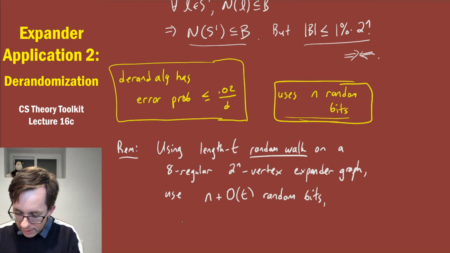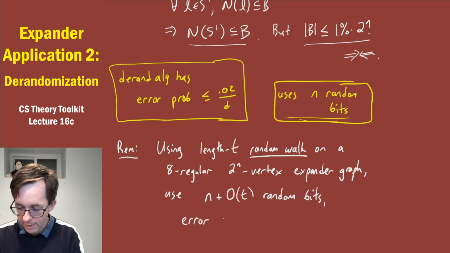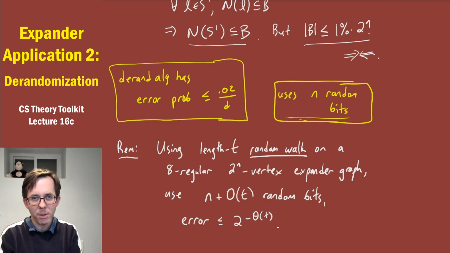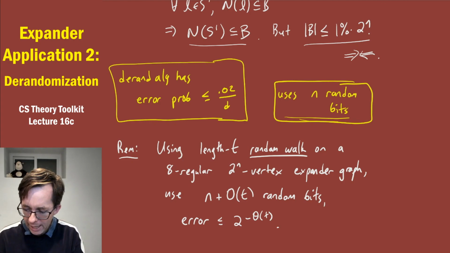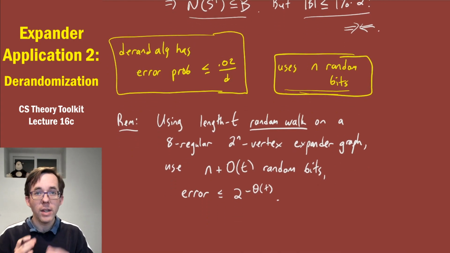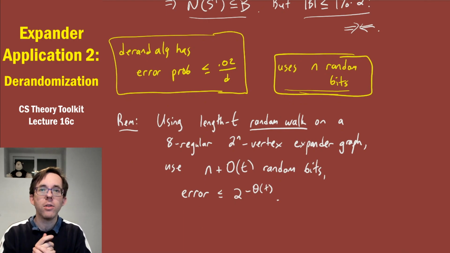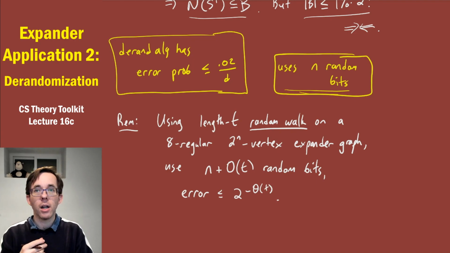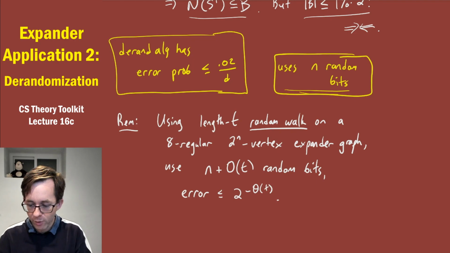And you can show that the error actually goes down exponentially. It's at most 2 to the minus theta of t. So it doesn't go down just like 1% to the power of t, but it goes down like some constant to the power of t. And I won't prove this, although it's not too hard. The analysis is extremely similar to the analysis we did in the last lecture about how random walks in an expander graph, or a graph that has its minimum conductance large, or its second smallest Laplacian eigenvalue large, mix very quickly. So the analysis is very similar if you want to prove this fact.